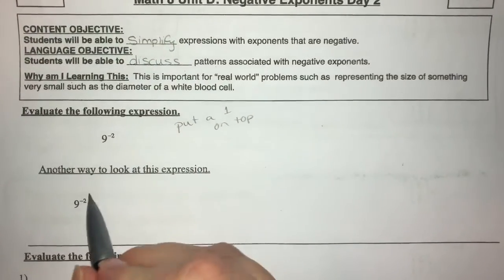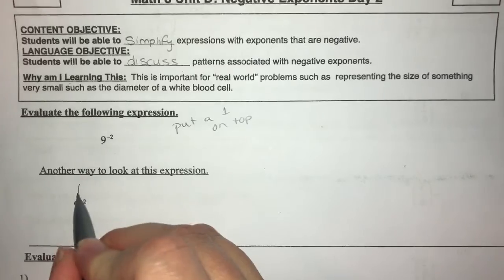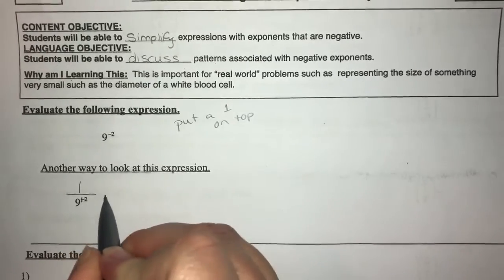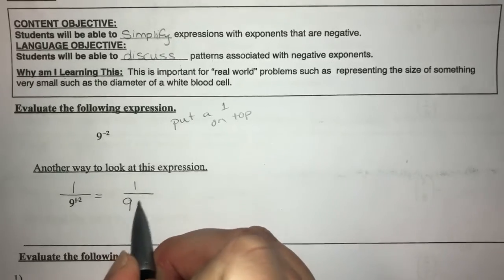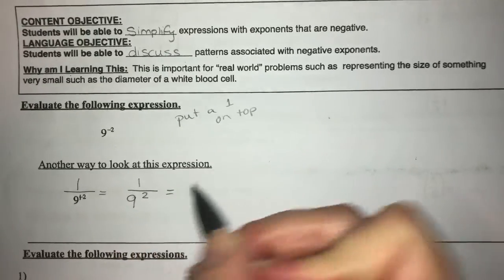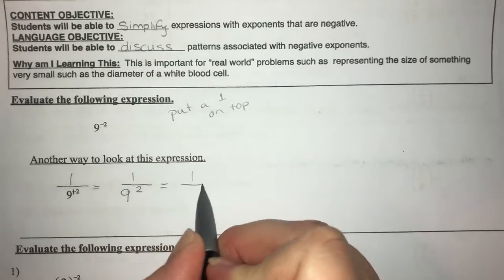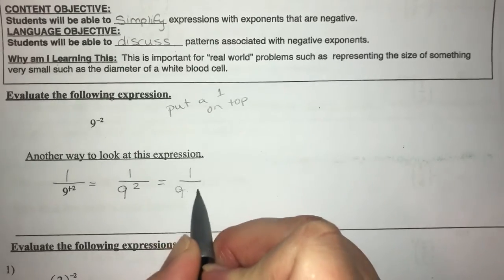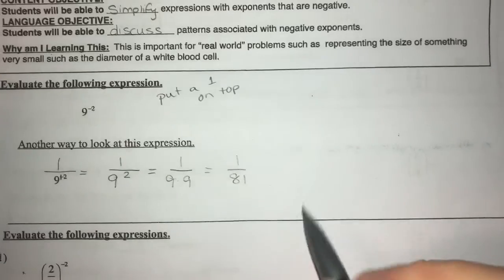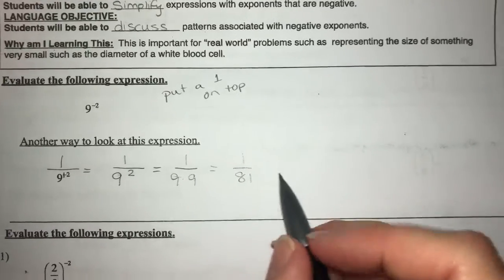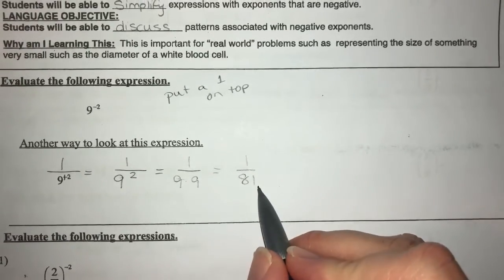And so in order to do that, let's look at it down here. We put a 1 on top and that changes the sign. So the way to look at this is 1 divided by 9 squared. So that would be 1 divided by 9 times 9, which means 1 divided by 81. So if we were to write this as a decimal, we would have to divide the 1 by 81.